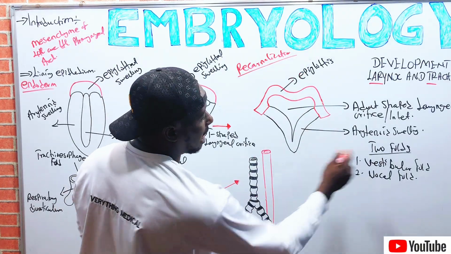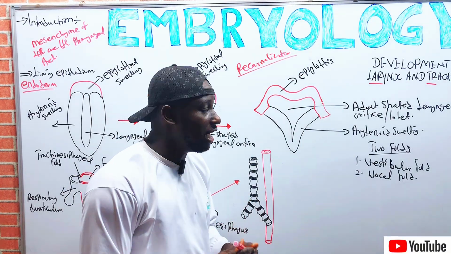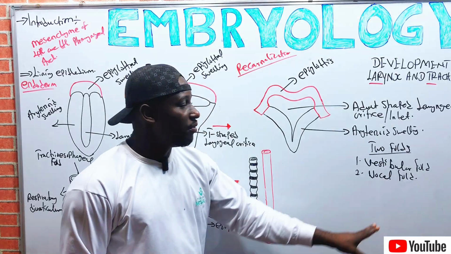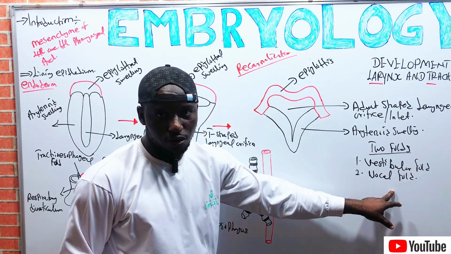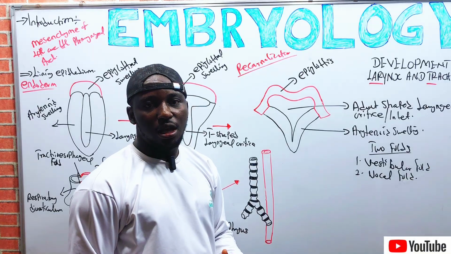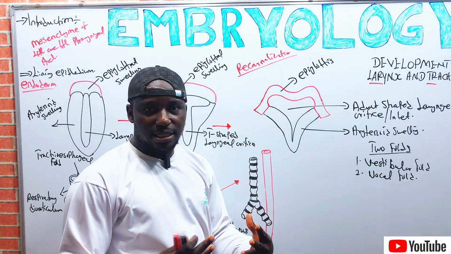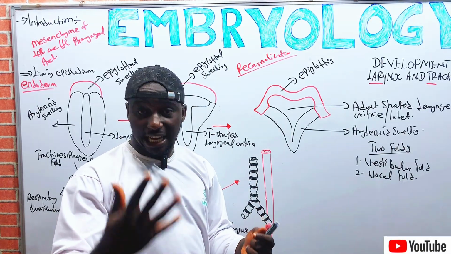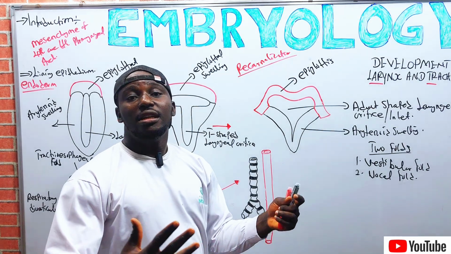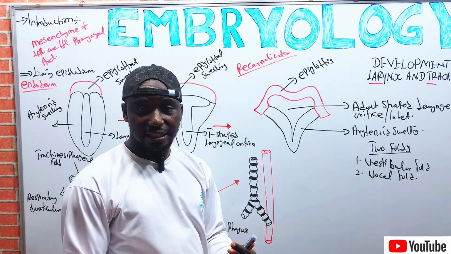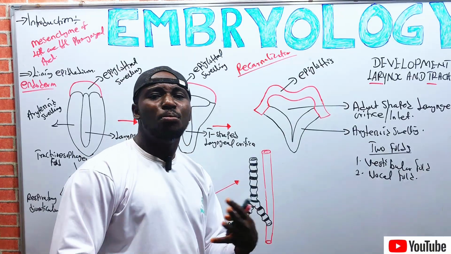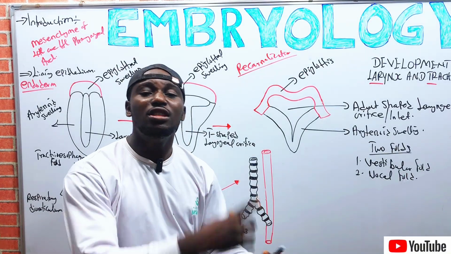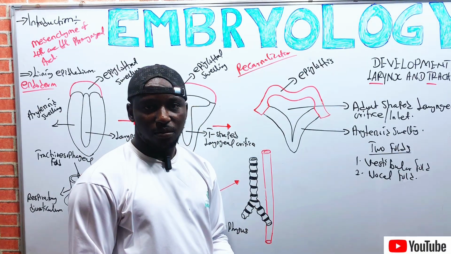This was formed as a result of the recanalization of the larynx, which forms the vestibular fold and the vocal fold. Because at first, those endodermal cells that line the larynx will become completely proliferated and obliterate the lumen of the larynx, right?